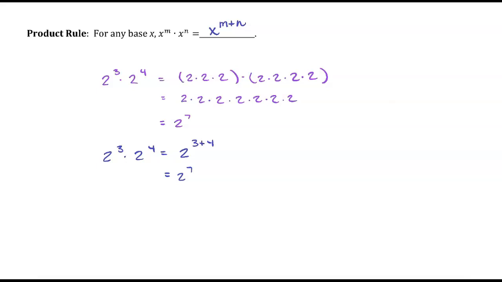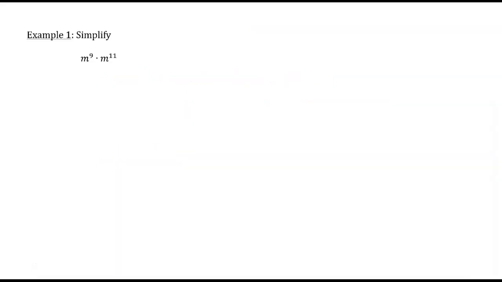Be really careful with these. It's easy to make the mistake of writing 2 to the third times 2 to the fourth equals 2 to the 12th and accidentally multiply those exponents. But that's clearly not the same thing. Let's take a look at an example. In example 1, we're going to simplify m raised to the 9th power times m raised to the 11th. Using the product rule, we know that this is equal to m raised to the 9 plus 11. That is m to the 20th.